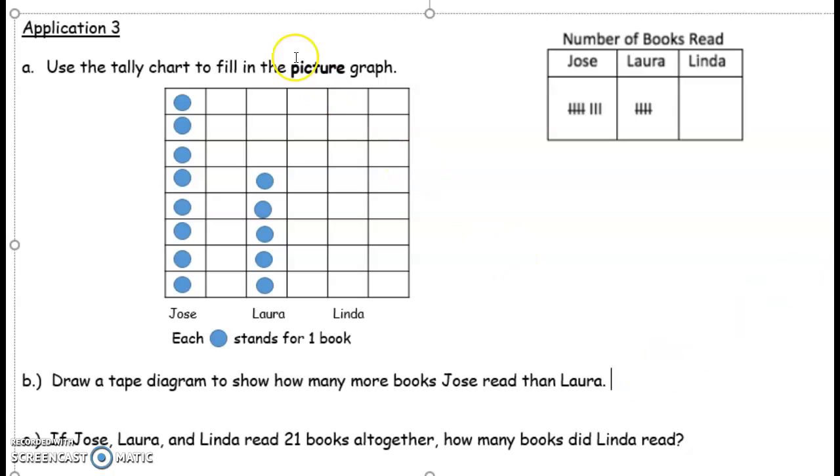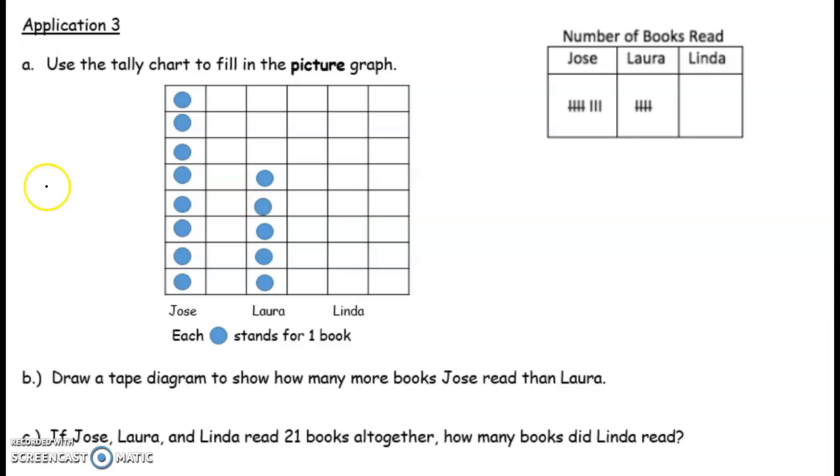Okay, now that you're back, we're going to create the tape diagram for Jose and Laura's books. I'm going to go to my marking pen. So I have J for Jose. And I'm going to draw his tape diagram long because he has more books read. Okay, so here we have 8 books for Jose.